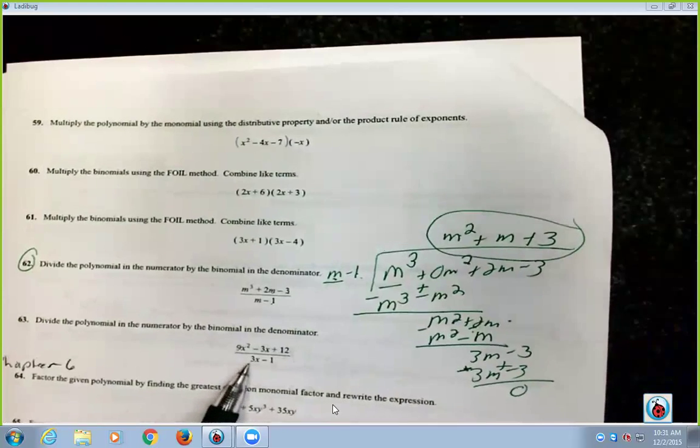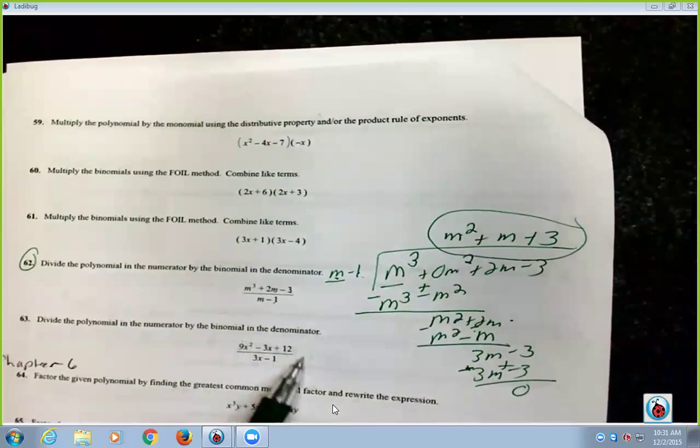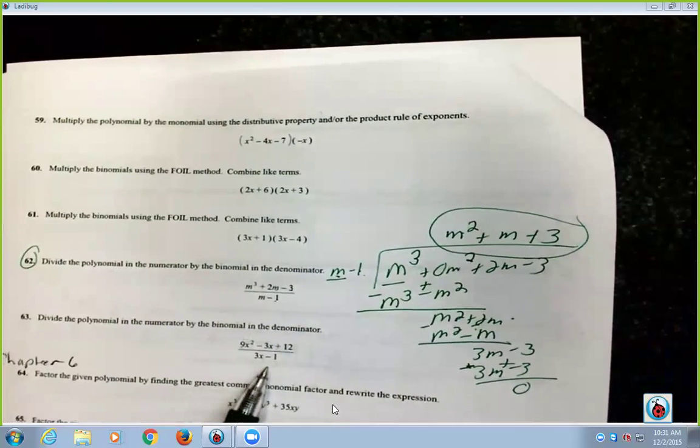The second one, you just divide because you don't have to worry about replacing stuff and putting anything in the middle.